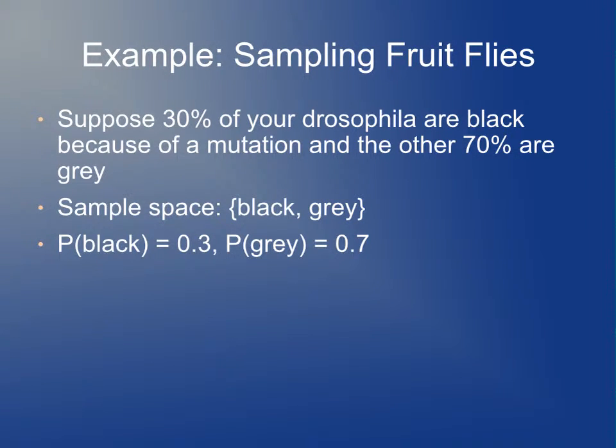Or another example, more relevant to bench scientists perhaps, say that you're doing an experiment where you're sampling fruit flies where 30% of your Drosophila are black because of a mutation and the other 70% are gray. There are two possible outcomes in your sample space, black and gray. In this case, the probability of black is 0.3 and the probability of gray is 0.7.